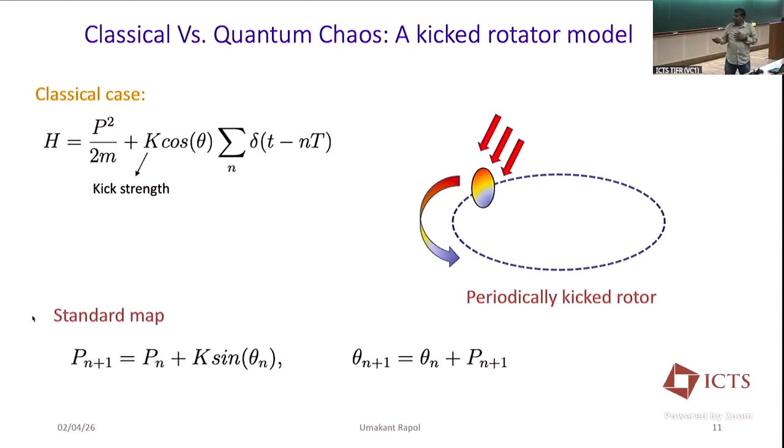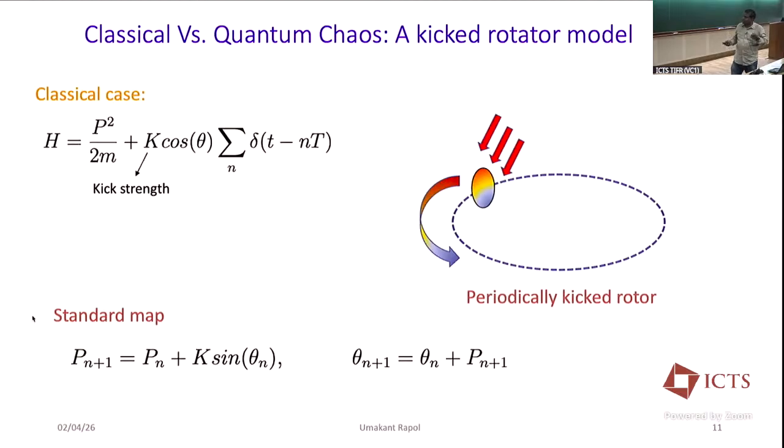So you can write the classical Hamiltonian where you have the momentum. Okay, this P, you read it as an angular momentum here. And then you have this perturbation, which is basically, it's not a perturbation, it's a strong disturbance which cannot be treated as a perturbation. And you do that periodically.